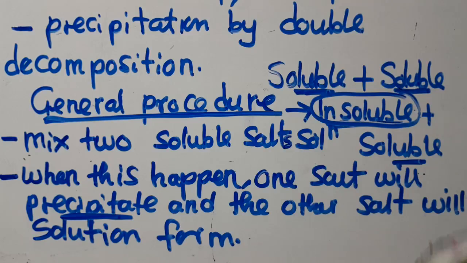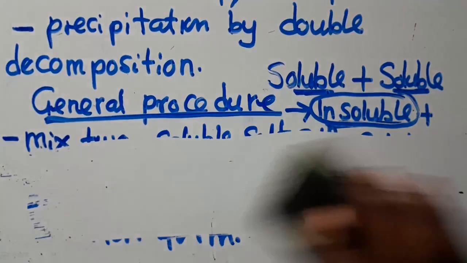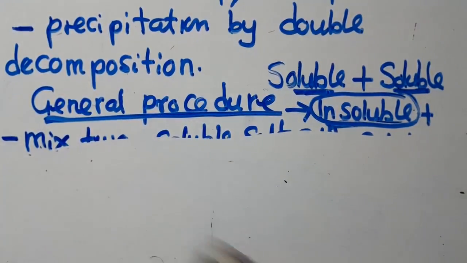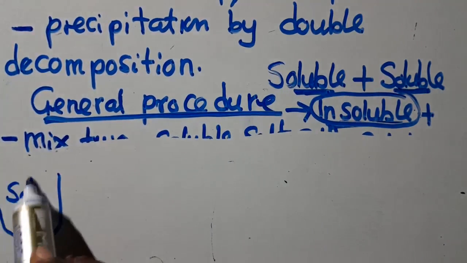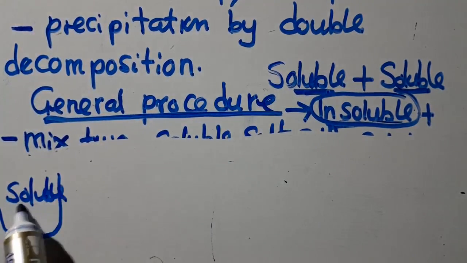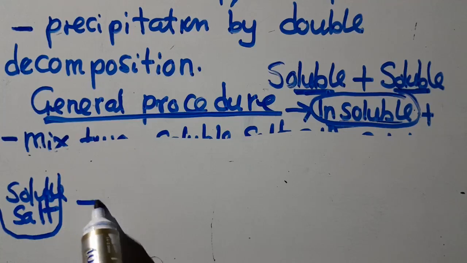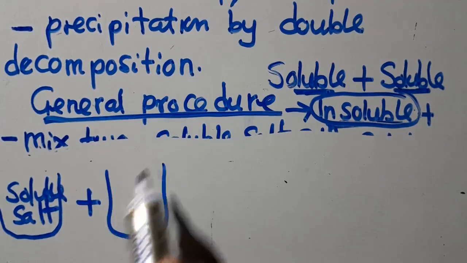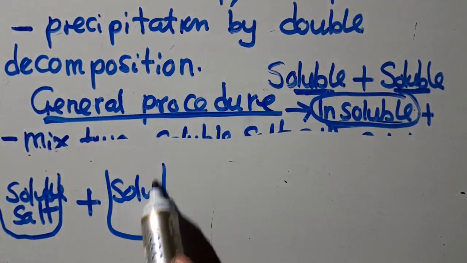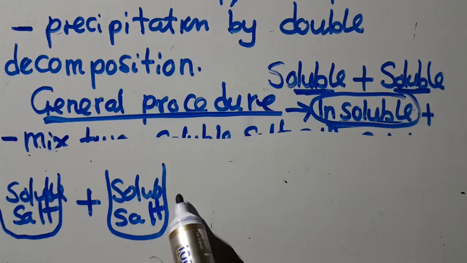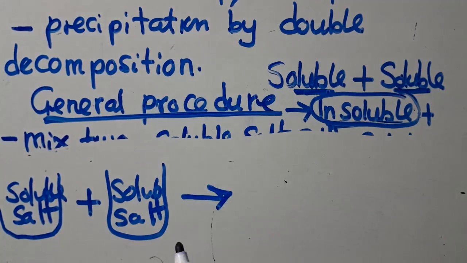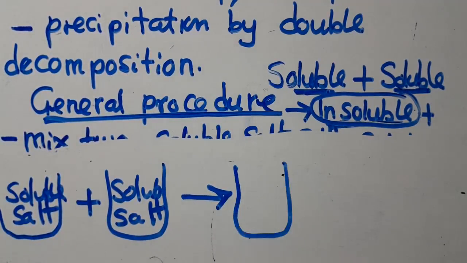So this is what I'm explaining. Let me write down here some points. You get a solution of a soluble salt. Let's say here we've got a soluble salt. You mix it with another soluble salt. So you mix these two soluble salts to form a solution, like this.